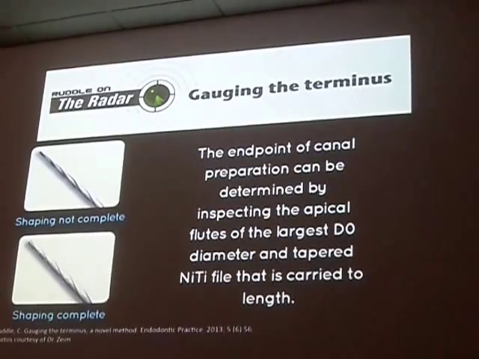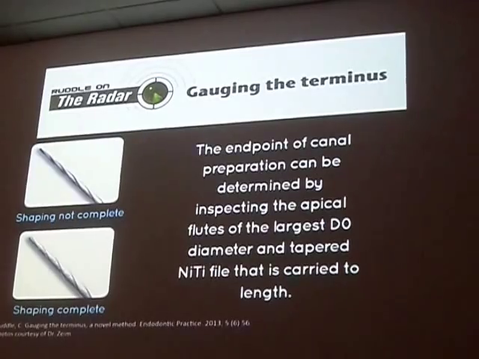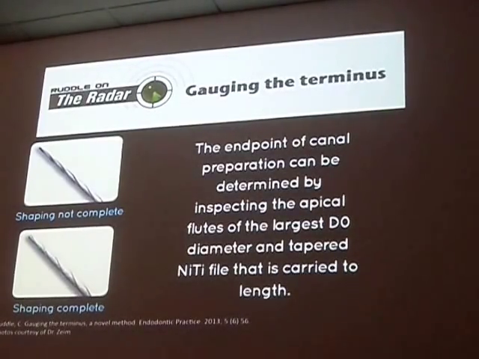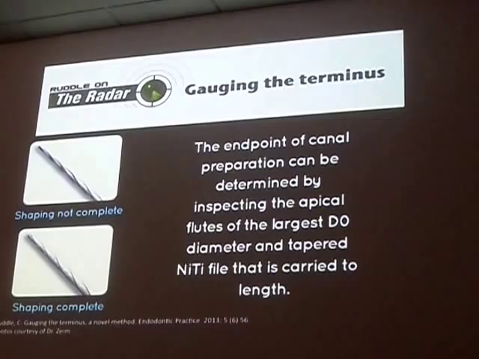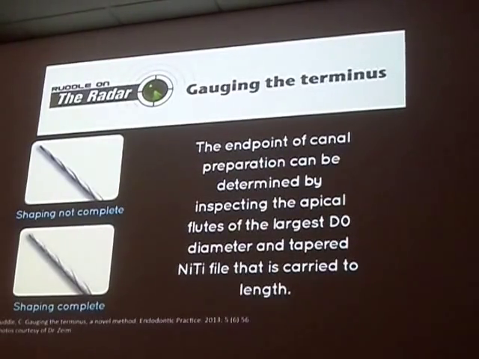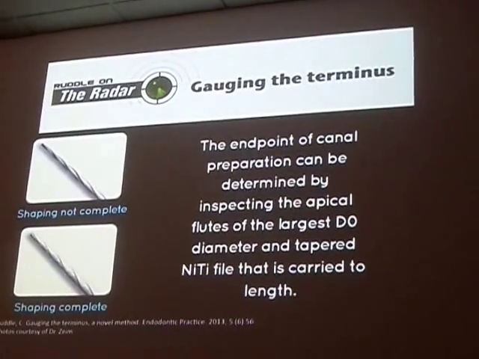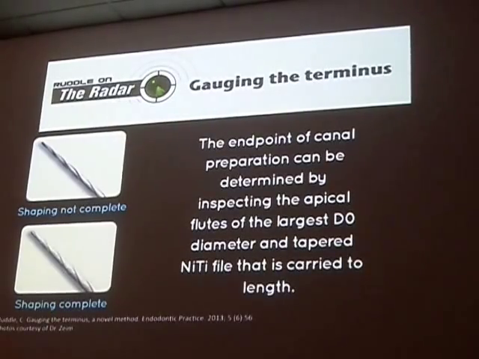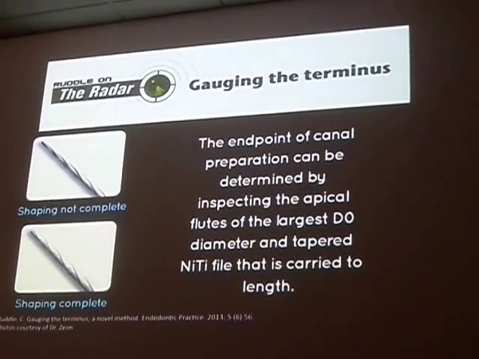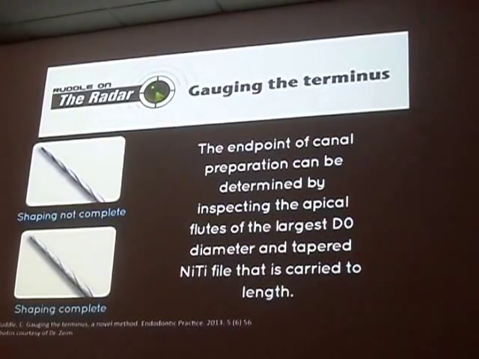Okay, so when we're talking about debris gauging, what we're saying is that we're actually going to instrument the canal, and after each file, we're going to remove the file and inspect it under the microscope for dentinal shavings. And perhaps once our file comes out clean, we know that we've reached our proper apical size. However, in reality, with the use of irrigation and everything, perhaps when we remove our files, we're not going to actually be able to accurately understand how much is left on the file because of the irrigant.